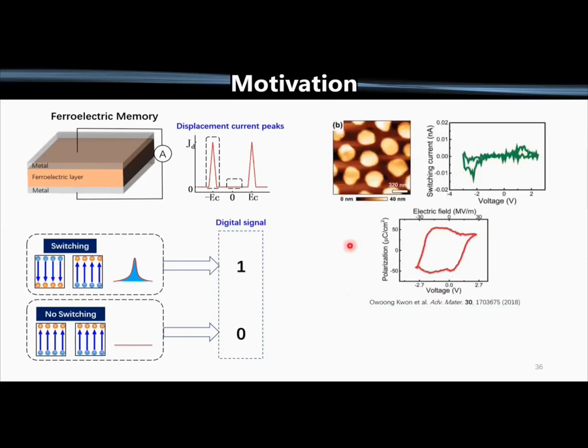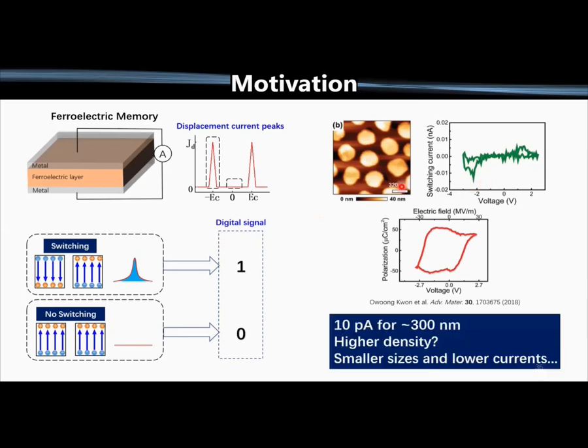And as you go to smaller and smaller bits, smaller and smaller ferroelectric elements, you can see that the currents get quite small. So this is 10 picoamps for about a 300 nanometer ferroelectric island or element. And you can imagine if you're going even smaller than that, to higher density, you'd have a smaller size and a smaller current, and then it becomes very difficult to detect whether or not you have a switching event to know whether it's a 1 or a 0.